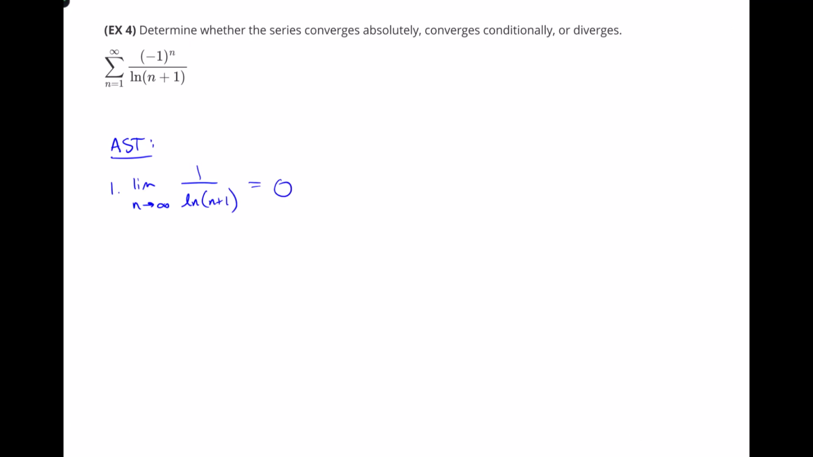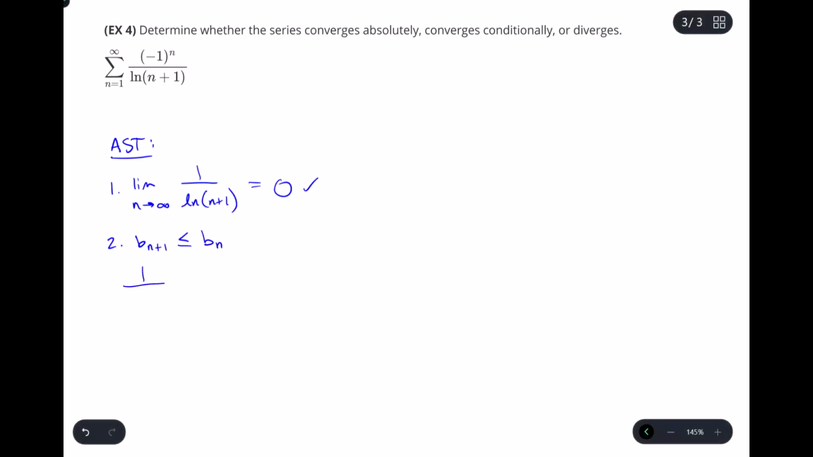If you aren't convinced by an argument like that, then just grab a table and you can convince yourself that way. But it's going to 0, so that's great, that's a result. Now we just need this to be decreasing in value. So we would have 1 over the natural log of n plus 1 plus 1. It needs to be less than or equal to 1 over the natural log of n plus 1.